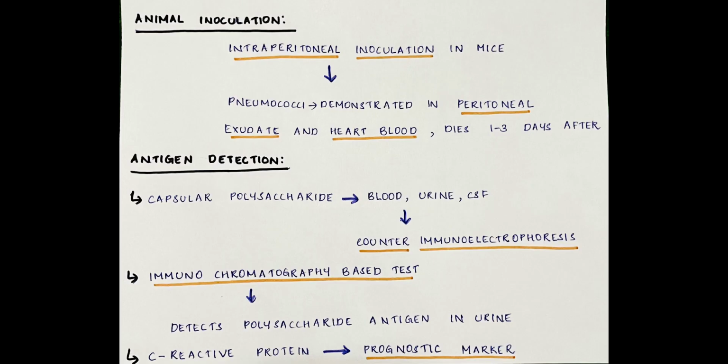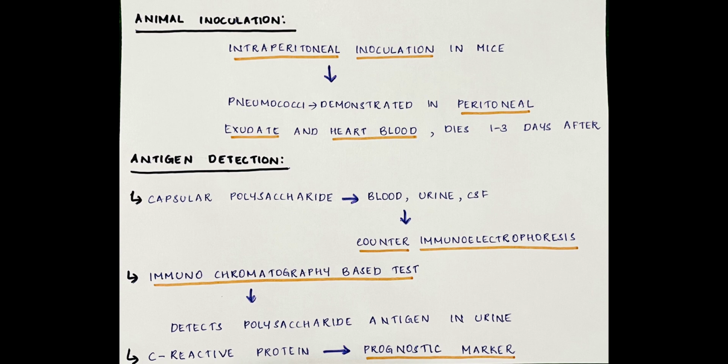Animal inoculation. By intraperitoneal inoculation in mice, pneumococci can be demonstrated in the peritoneal exudate and heart blood of the mice, which die 1 to 3 days after inoculation. Antigen detection. Capsular polysaccharide can be demonstrated in blood, urine and cerebrospinal fluid by counter-immunoelectrophoresis. An immunochromatography based test is available for the detection of polysaccharide antigen in urine.